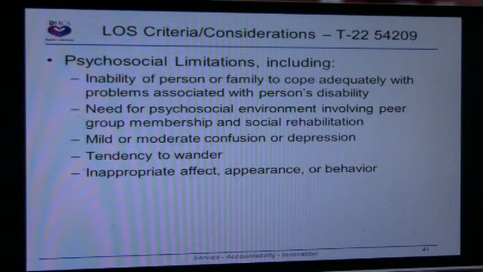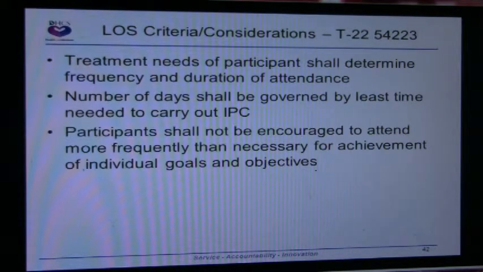And the third category, there's medical, there's functional, there's psychosocial limitations that are addressed in the regulations, and here's some more of them. Inability of the person or the family, family being an important piece in this community model, their inability to cope adequately with problems associated with the person's disability, need for a peer group sort of setting or social rehab setting, mild or moderate confusion or depression, tendency to wander. These are all things to consider as you look at that level of service determination.